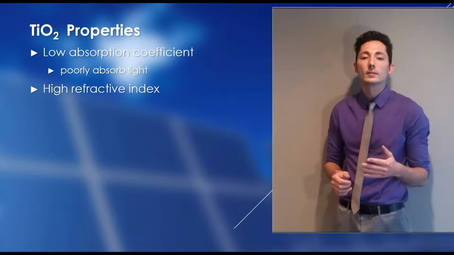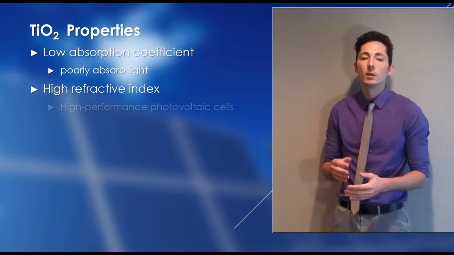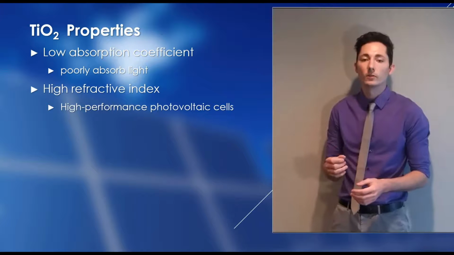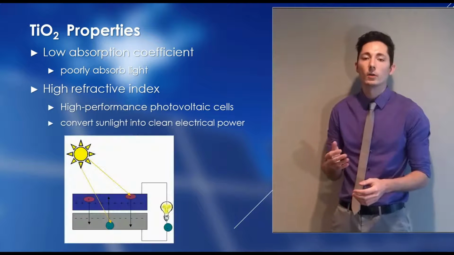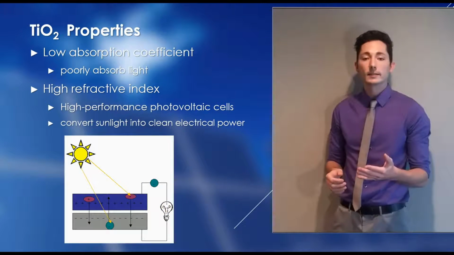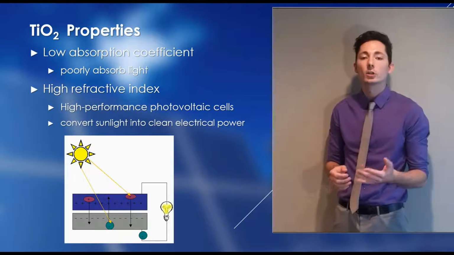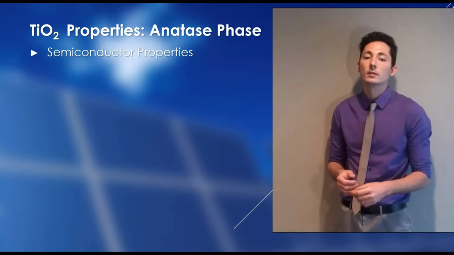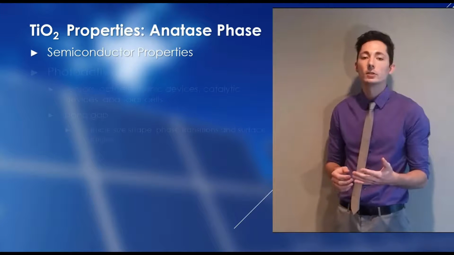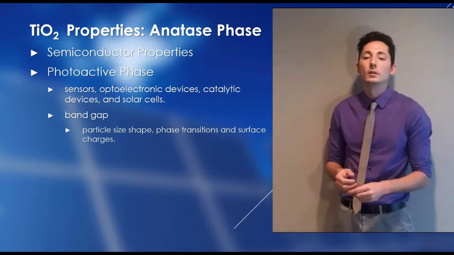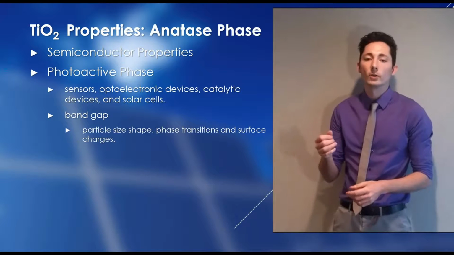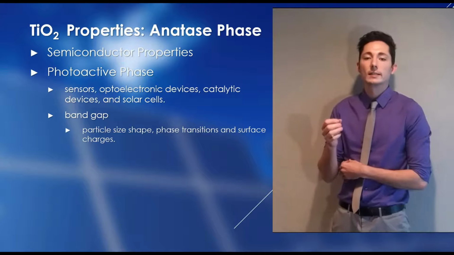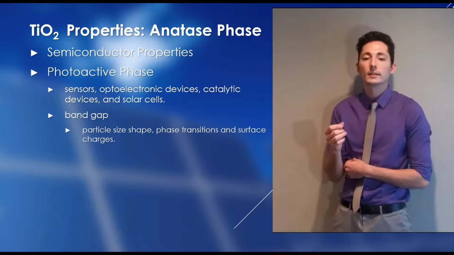This allows titanium dioxide to be used in high-performance photovoltaic cells that use semiconductors to convert sunlight into clean electrical power. The anatase titanium dioxide phase has semiconductor properties, allowing potential for several different applications. It is the more photoactive phase due to its low velocity. The low velocity recombination of photo-generated charges in its structure allows it to be used in sensors, optoelectronic devices, catalytic devices, and solar cells.